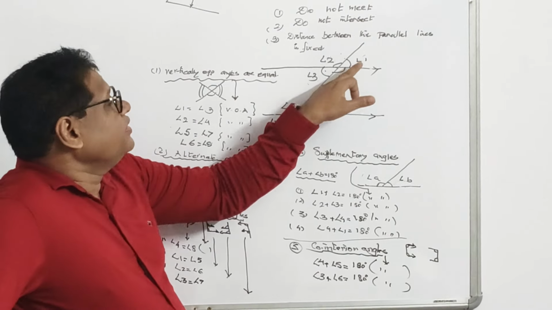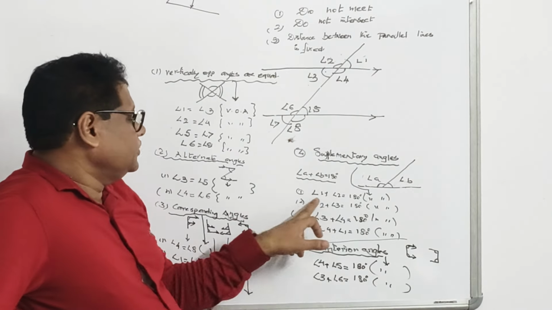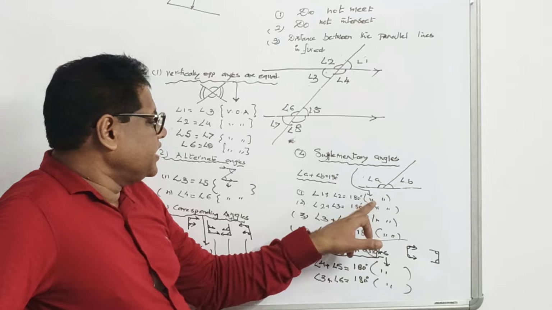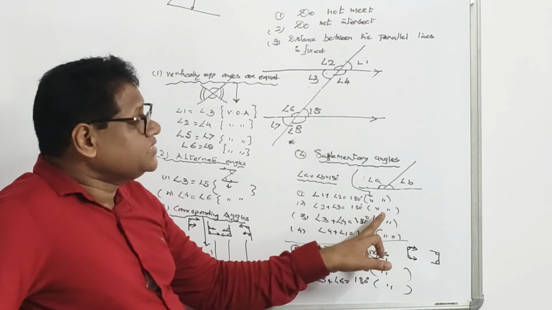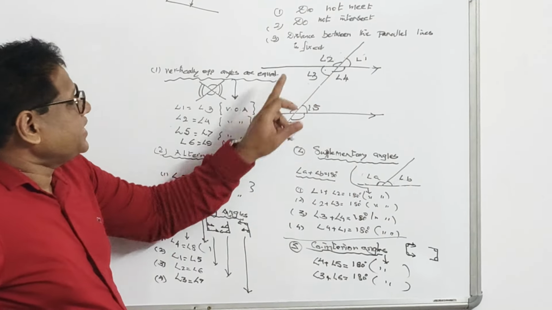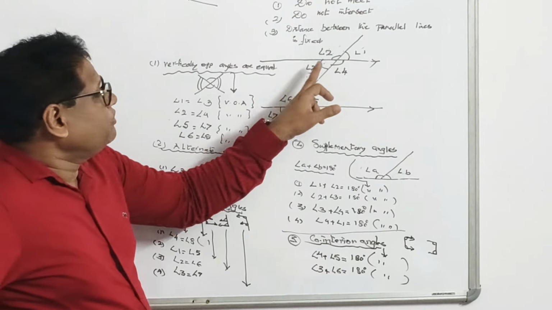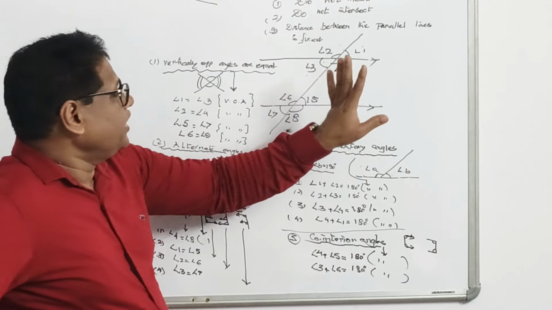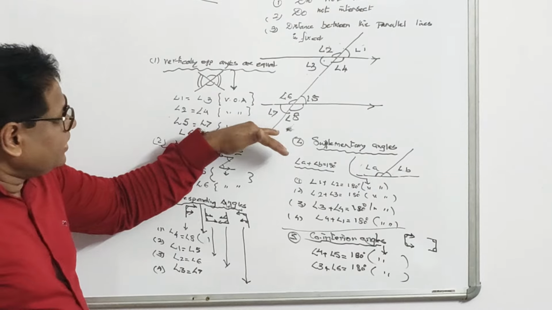Let's take one pair, angle 1 plus angle 2 is equal to 180. Reason is supplementary angles. Please don't forget to write the reasons. Similarly, angle 2 plus angle 3, angle 3 plus angle 4, angle 4 plus angle 1. Okay. Now come down to the next level.